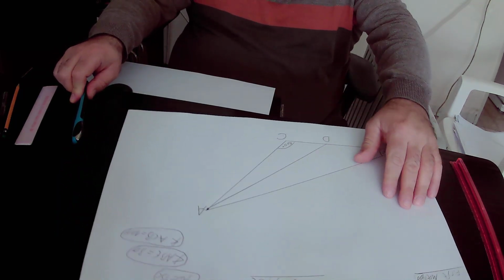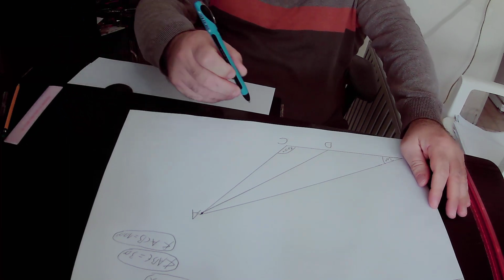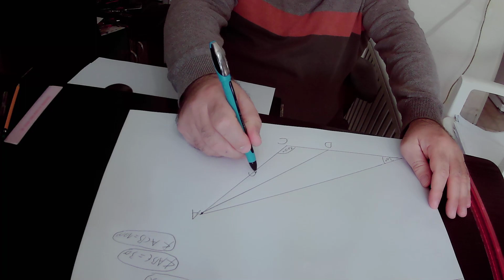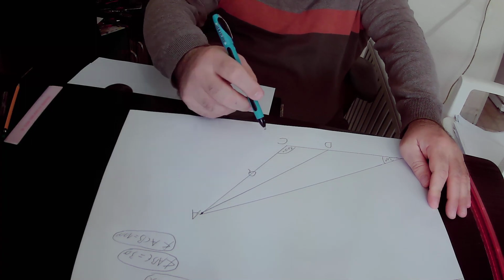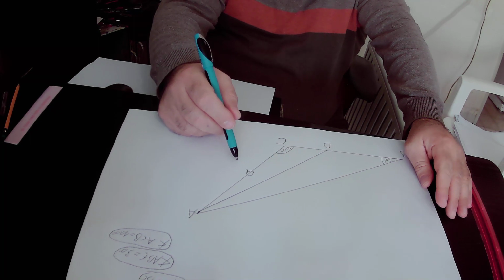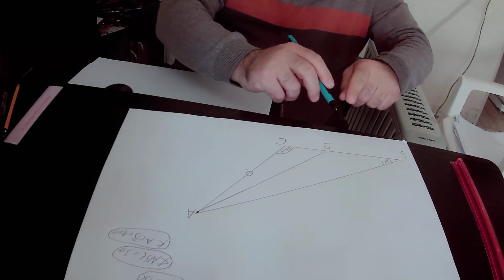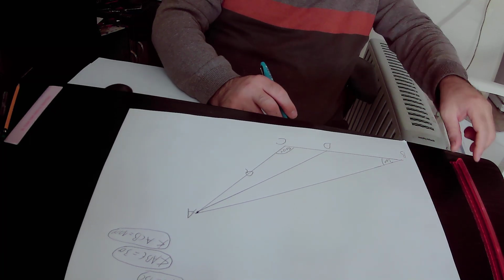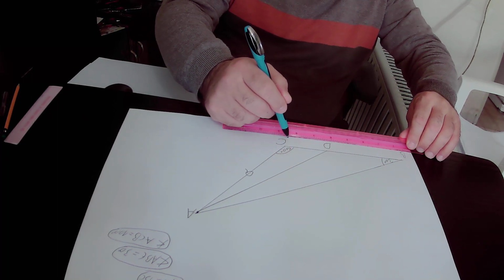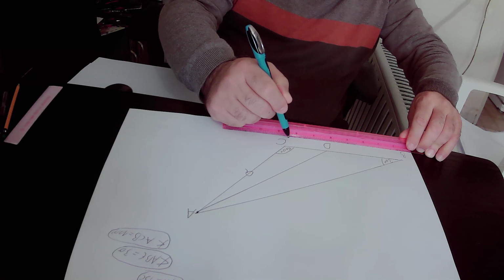and we will define side AC of triangle ABC as A, that is to say the length of side AC is equal to A units, and we will also define side BC of triangle ABC as B, that is to say the length of side BC is equal to B units.